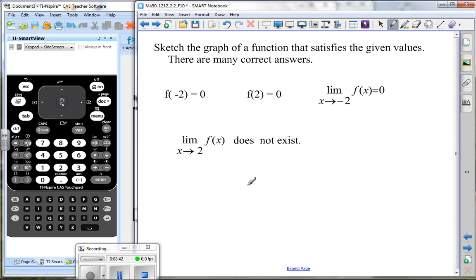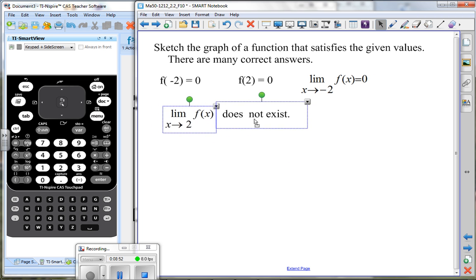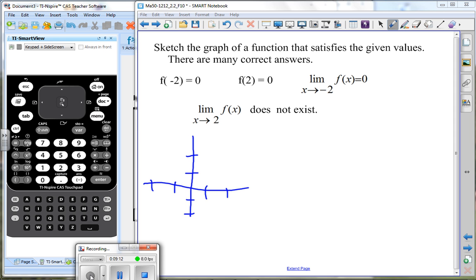Okay, let's go on. This one is one of those that I love to ask. What I want you to do is take it on your paper there, and draw a function, one function that has all of those characteristics. You're being recorded there.